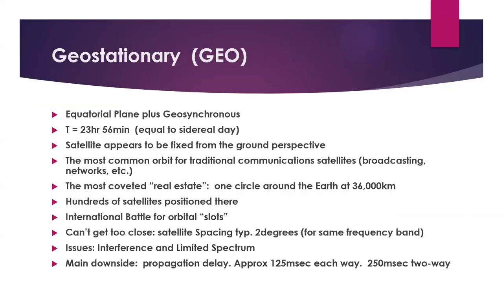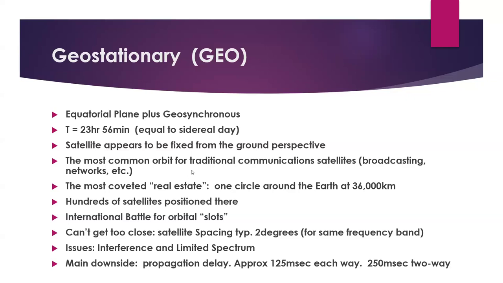So the geostationary orbit used to be the most used orbit, and it has some very special characteristics. The geostationary orbit is in the equatorial plane, and it's geosynchronous, meaning that the period of rotation is exactly the same as the sidereal day, 23 hours, 56 minutes. So why is it like that, or what's the advantage of such a satellite? If you're positioned in any place on the surface of the Earth, a satellite in the geostationary orbit appears to be fixed, or pretty much fixed. And that's what enables these satellite antennas or VSAT antennas to point at the satellite. Basically you point them once and that's it, because the Earth and the satellite move at exactly the same rate.